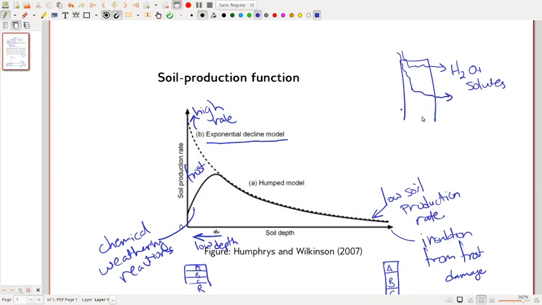And so because of that long residence time, this is less saturated with solutes than this one is. So this path is deeper, longer res time, more saturated.